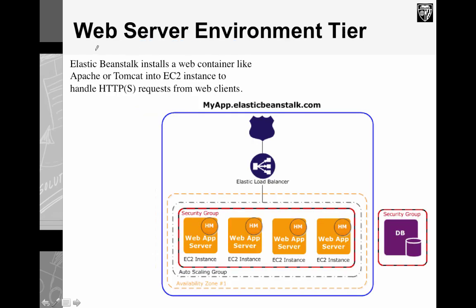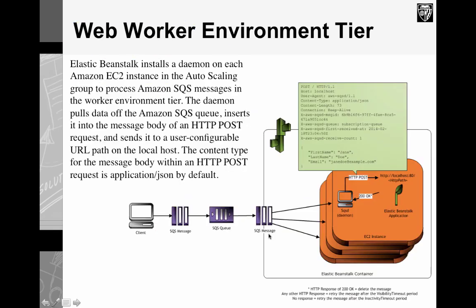The web server environment tier, which is very, very popular, is really your 3-tier framework: client browser, application server, and a persistence tier. In the web server environment tier, Elastic Beanstalk installs the application server, such as Apache Tomcat or Apache Web Server, in your EC2 instance, and then it handles HTTP requests from the client, which then processes the business logic and sends the response back to the user. So it's a request-response paradigm. It's a typical web application.